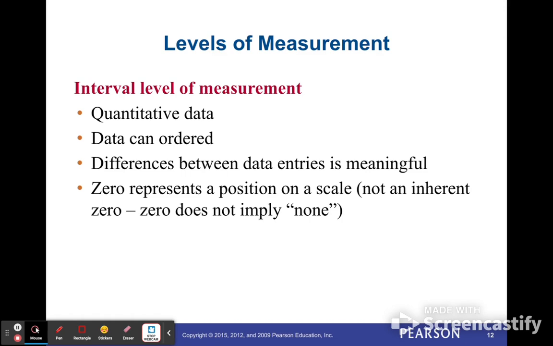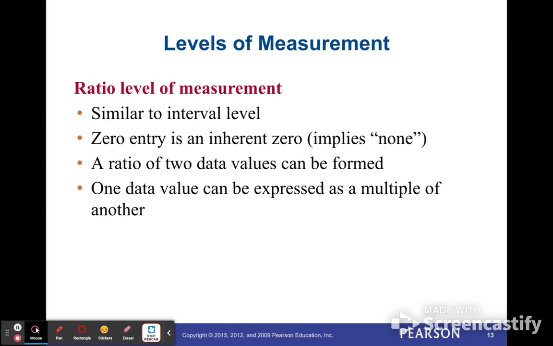Now, the other one, and the last one, which is the ratio level of measurement, has the same features as the interval level. You can make differences, it's still quantitative. However, the 0 here means really what? 0. Once it's 0, there is a base, which means aside from differences, I can make a ratio of two data values, meaning one data value can be expressed as a multiple of another.